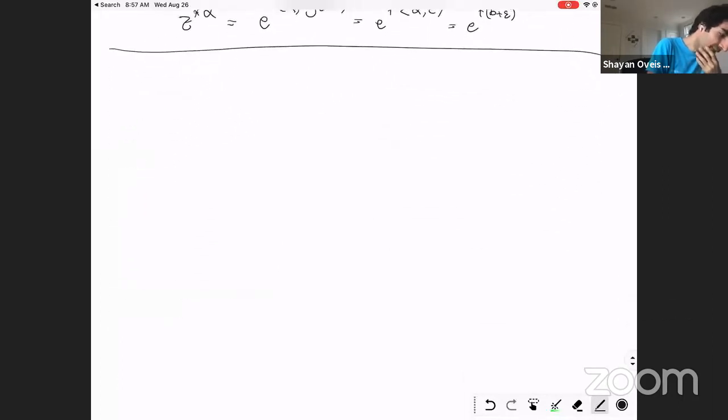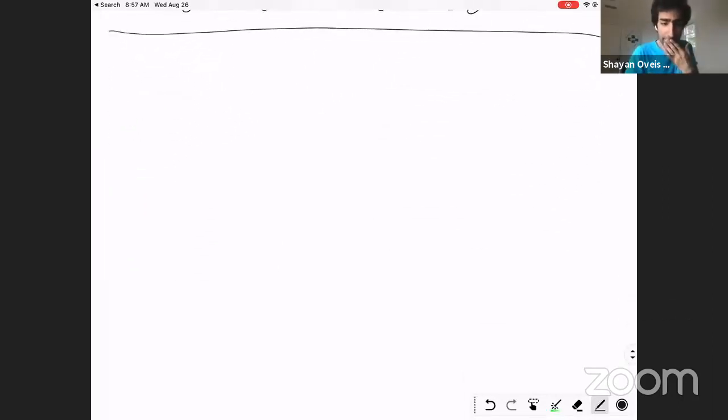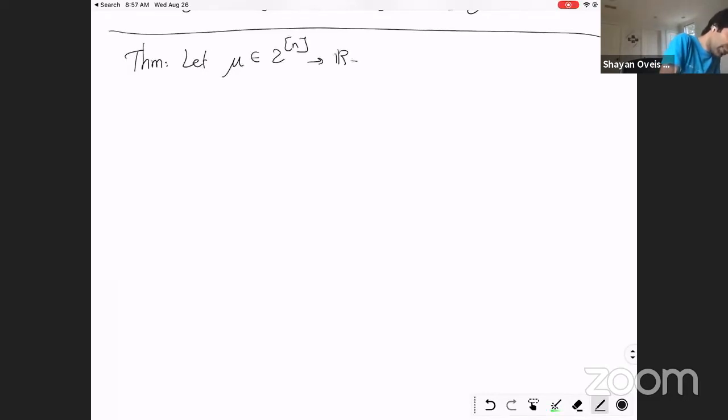Now let me tell you the main lemma, or the main theorem. Let mu be a probability distribution. Let me actually write it this way: mu on 2 to the n. So mu is a probability distribution which maps subsets of 1 to n to non-negative reals. The distribution of subsets of 1 to n. And let alpha be in the Newton polytope of the generating polynomial of mu.